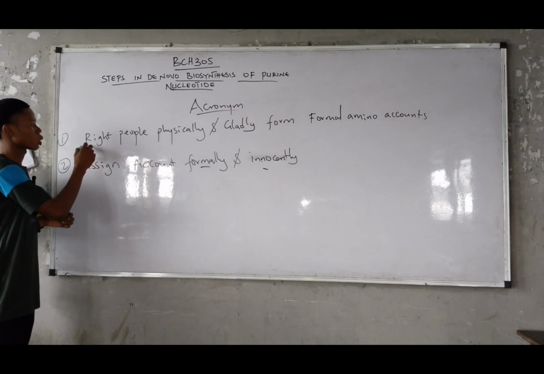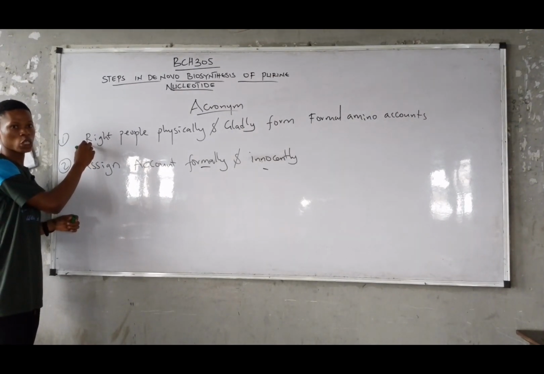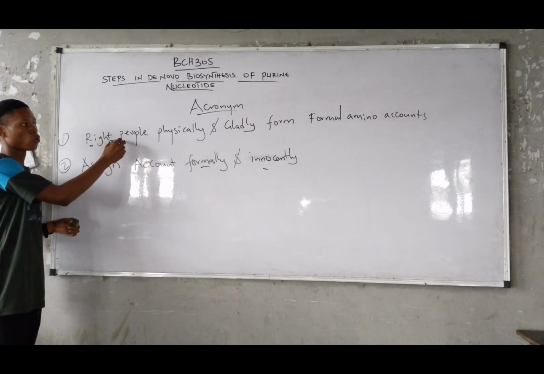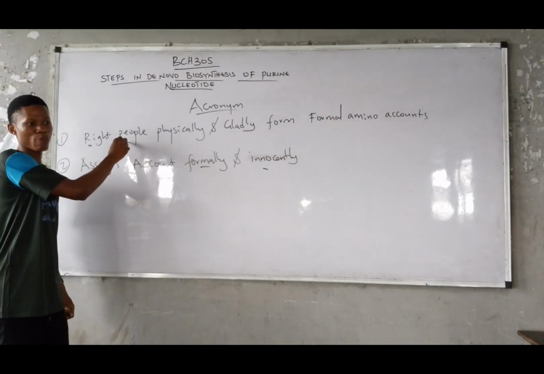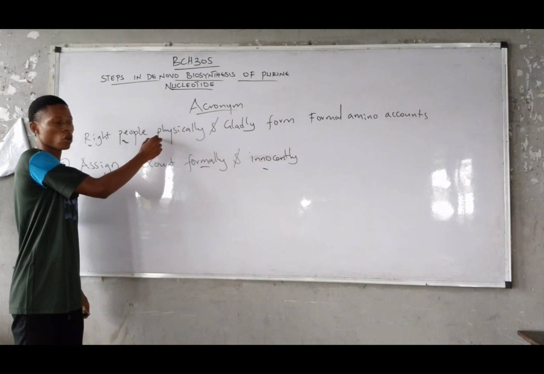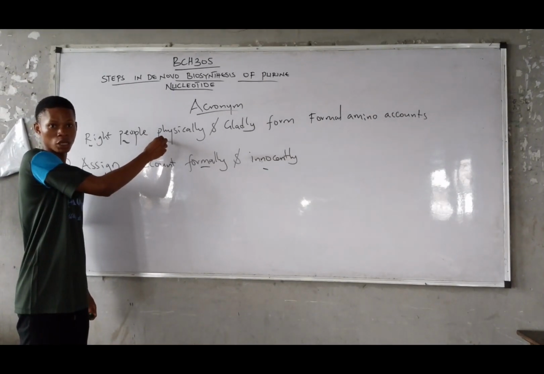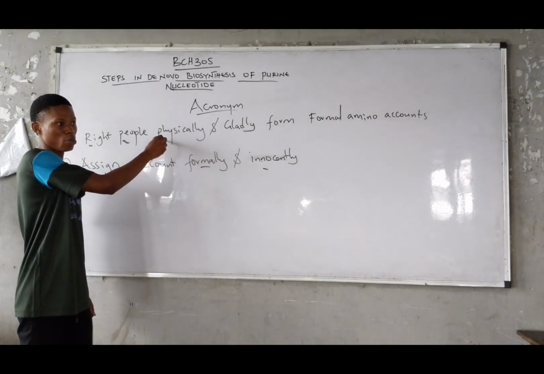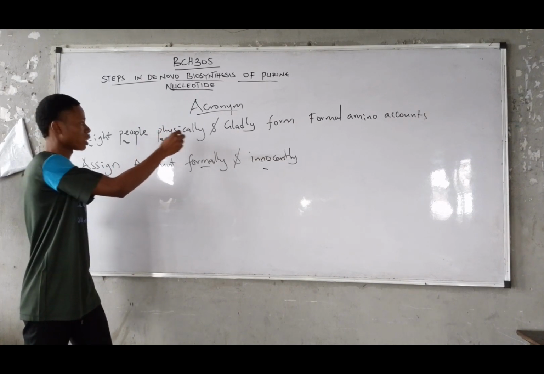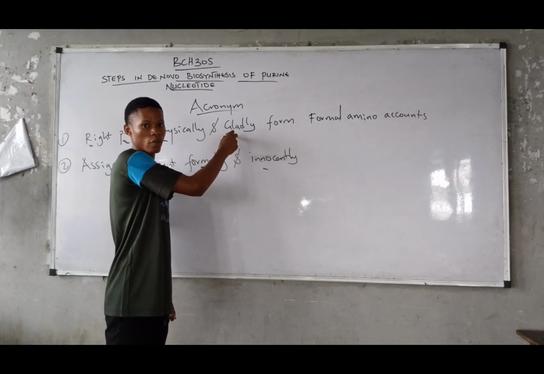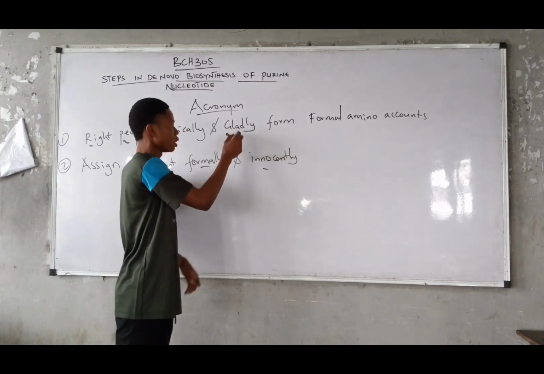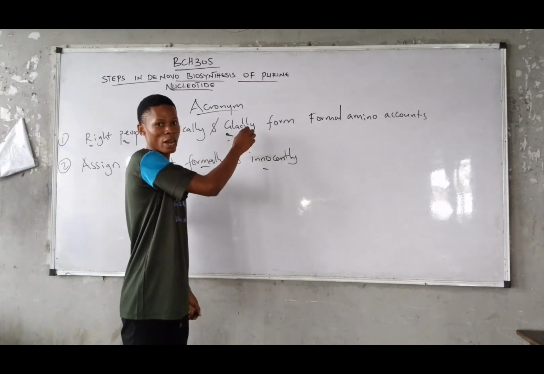So, right people physically and gladly form formal amino accounts, assign accounts formally and innocently. Right here is what? Ribophosphate will first be activated to phosphoribosylpyrophosphate, to be converted to phosphoribosylamine. Phosphoribosylamine, glycine comes in, will be converted to glycinamide ribosyl 5-phosphate.